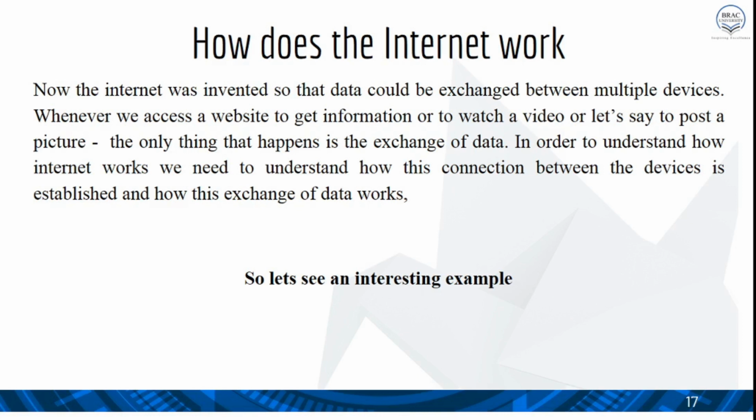Now, when two devices are meant to exchange data, the first thing that happens is a communication link or a connection is established between these two devices. After the connection is established, these two devices can now exchange data between themselves. So in order to understand how the internet works, we must first understand these two steps. The first step, how the connection is established, and the second step, the exchange of data.